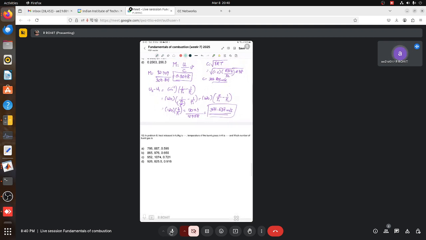In problem 8, the heat released in kilojoule per kg is what they are asking, and temperature of the burnt gas in Kelvin, and the Mach number of burnt gases. So now they are asking the values for the burnt conditions. So I'll wait for 5 minutes, you can try it out.